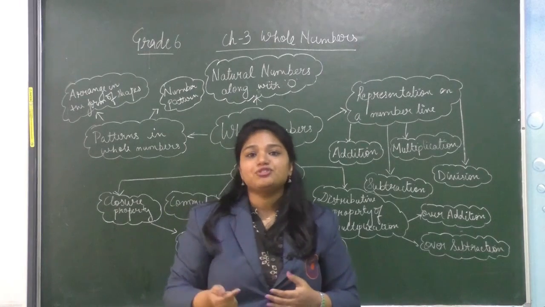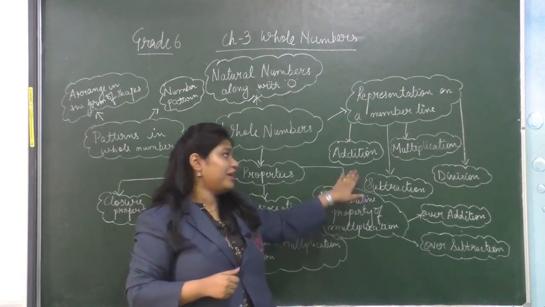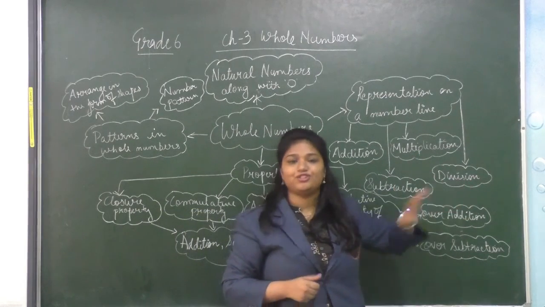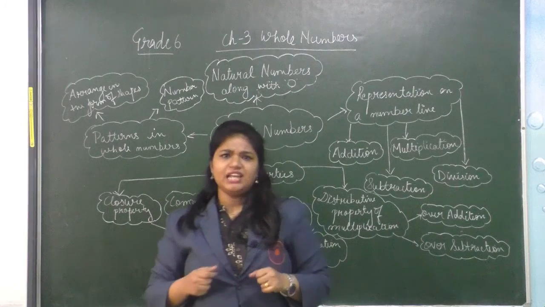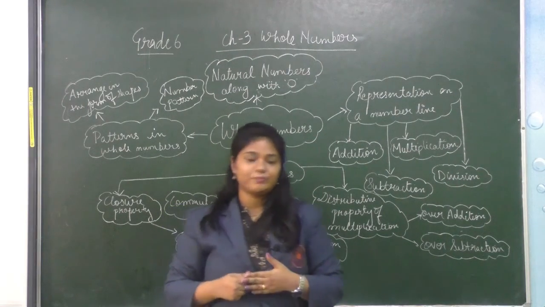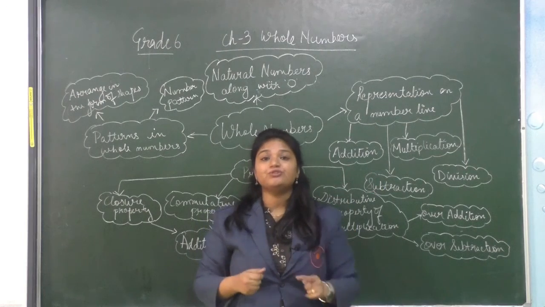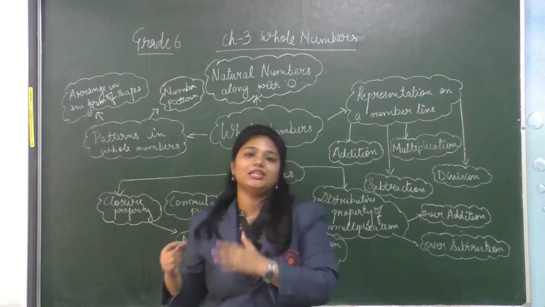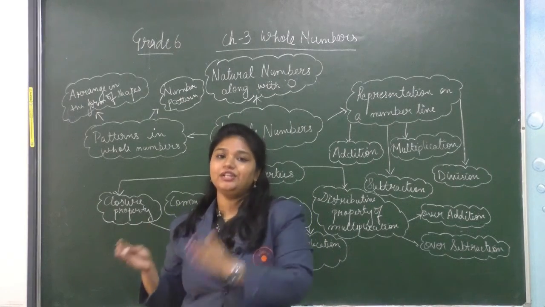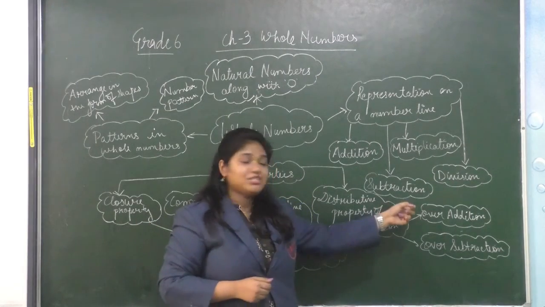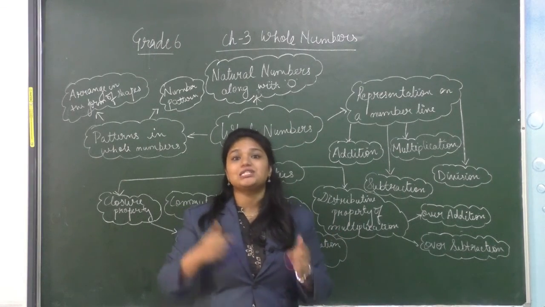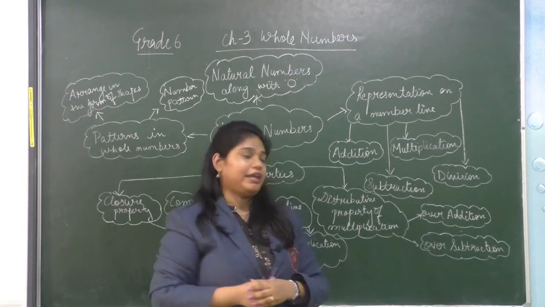We learned how to perform the operations of addition, subtraction, multiplication and division on a number line. Now quickly revise how to perform these operations. For addition, we used to move forward on the number line, that is, towards the right. For subtraction, we used to move backwards, that means towards the left on the number line.